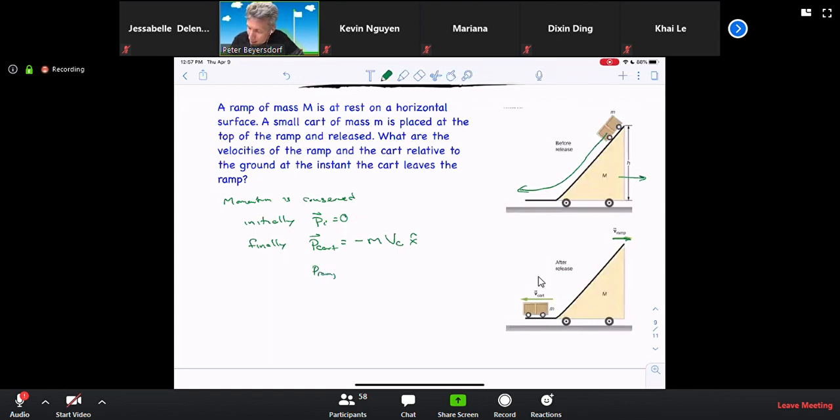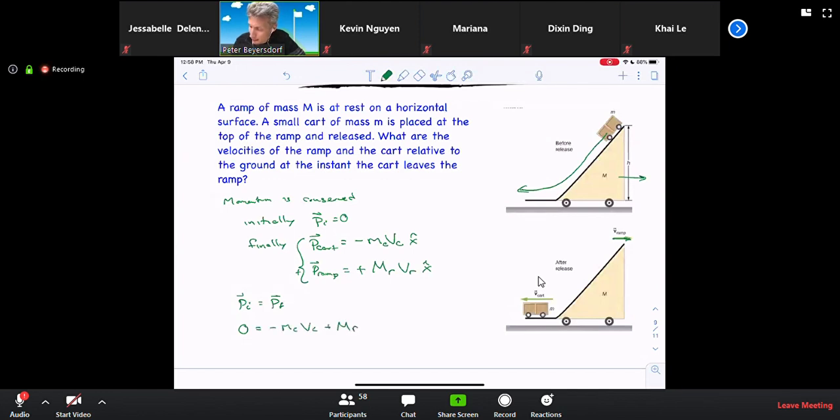But the ramp also has some momentum, and it's going to be moving to the right, so its momentum is positive. I'm going to use a capital M, and I might even put a subscript R and a subscript C on the masses. Otherwise, my capital M's and lowercase m's might become indistinguishable. The ramp is going to be moving to the right with some velocity that I'll call v sub r. Conservation of momentum tells me the initial momentum must equal the final momentum, which is the sum of these two. So initial momentum equals final momentum, and that initial momentum is 0.